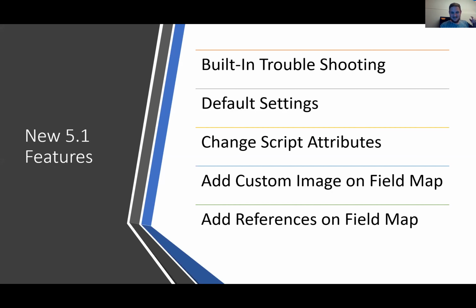Anyway, I'm going to move back over to PowerPoint just to show you some of the new features with 5.1. I meant to put these as animations, but that's okay. These are a few of the features we're going to be adding, and I have screenshots and everything to go through those in more depth. These will all be included with 5.1. We have some built-in troubleshooting. We have default settings that allow you to say, I always want to use certain features in my show. The ability to change script attributes, adding the custom image, which I just talked about, and adding reference points on your field map.